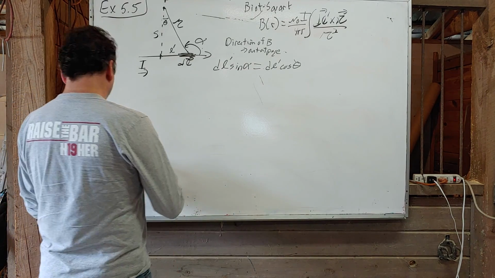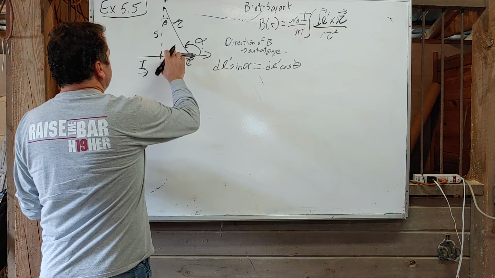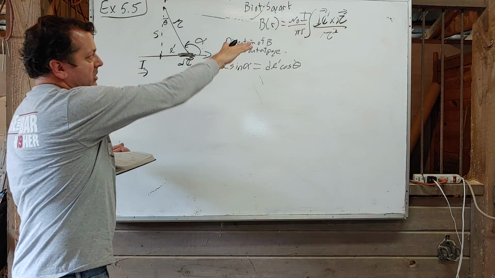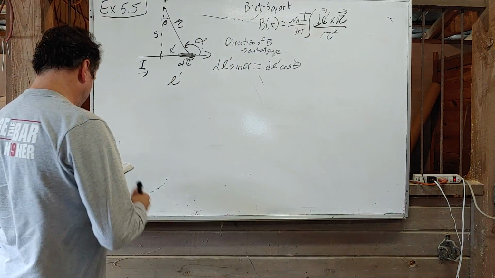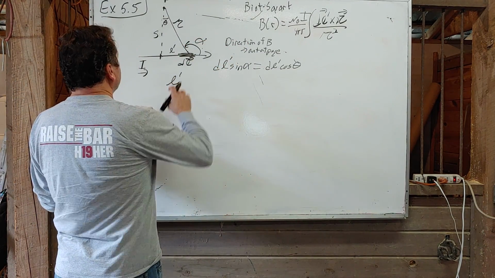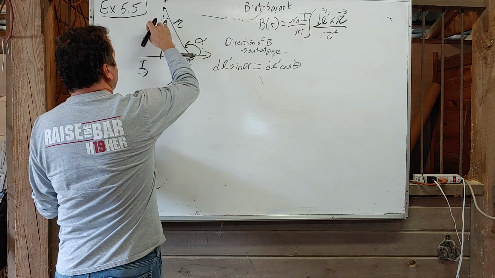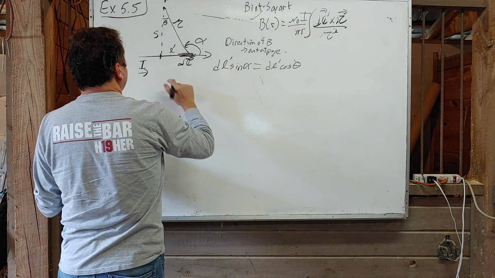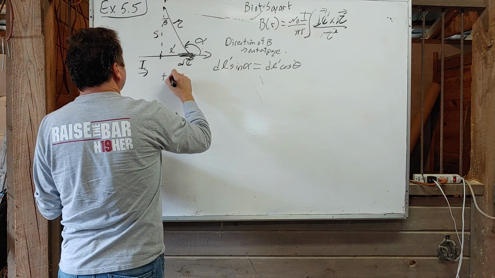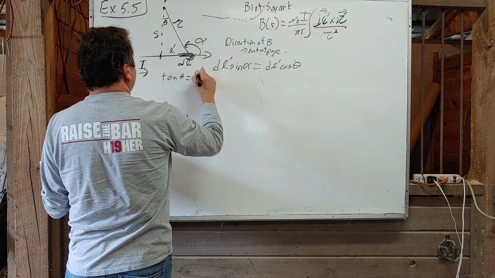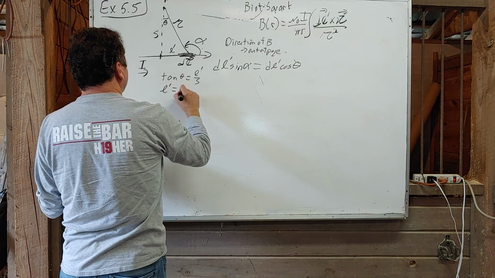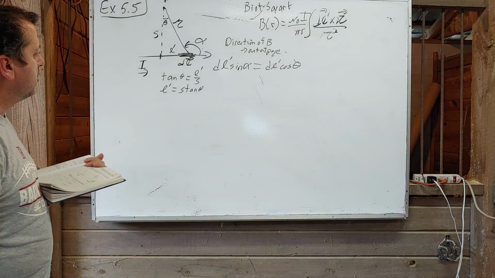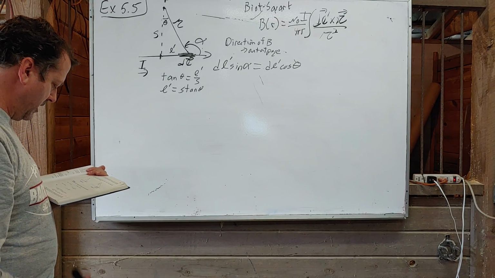All right. So now, what is L prime? We're basically doing this because we're going to substitute back into that here in a few minutes. So L prime, we know this, so that would be a tangent function. We can write it as the tangent of theta equals L prime over S, or L prime equals S tangent of theta. Okay, makes sense.